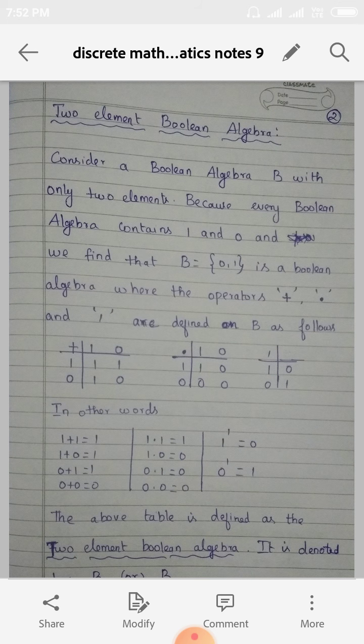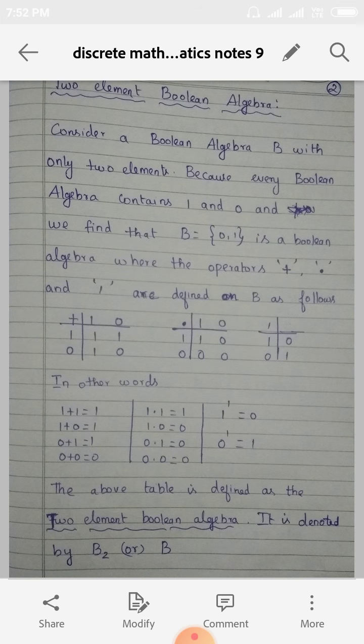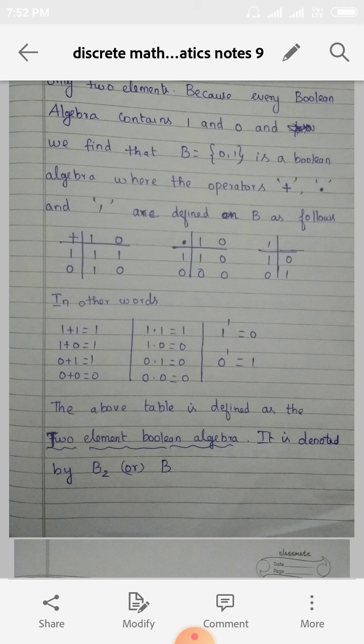So see, let us consider the Boolean algebra B with only two elements, because every Boolean algebra consists of 1 and 0. Okay, we find that B = {0, 1} is a Boolean algebra where the operators are plus, that is addition, multiplication and negation. This is complement. Complement is also called negation. See, this is a table. This is a two element Boolean algebra table.